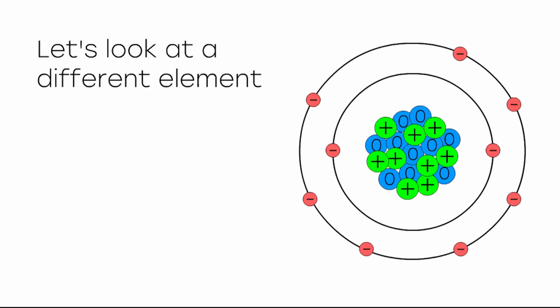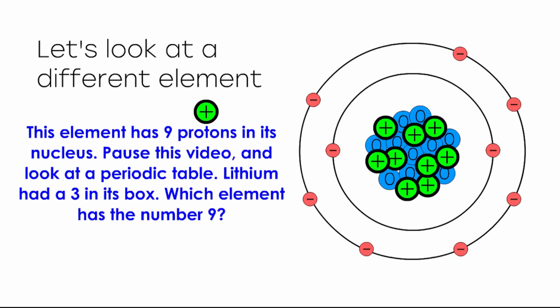Let's look at a different element. This element has 9 protons in its nucleus. Pause this video and look at a periodic table. Lithium had a 3 in its box. Which element has the number 9? That element is fluorine with the symbol F located in the upper right-hand corner of the table.